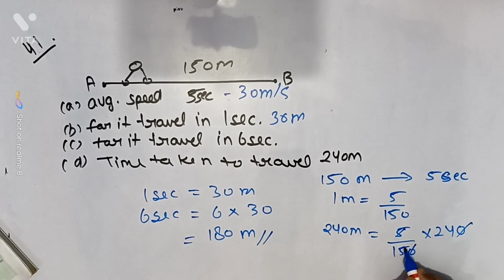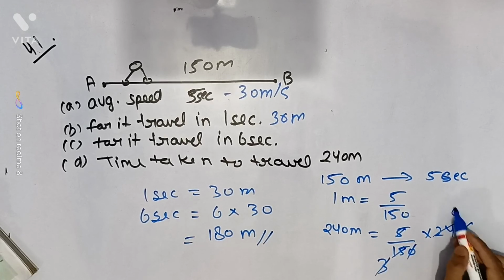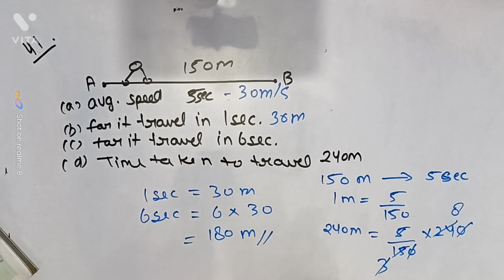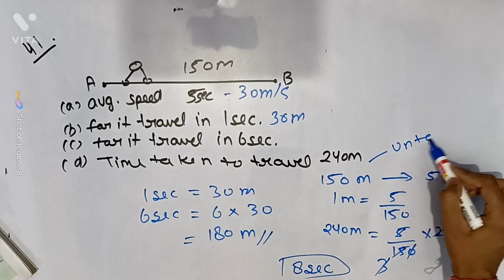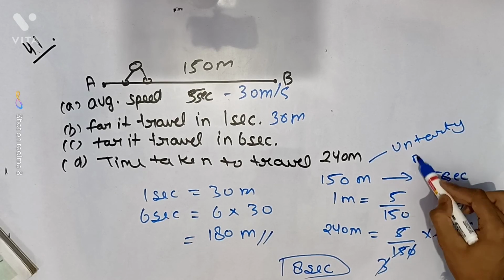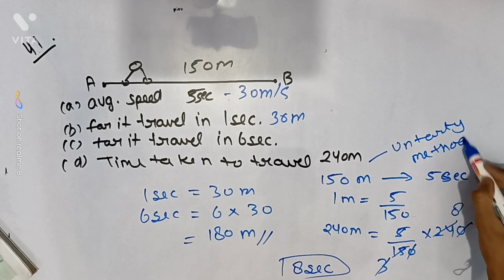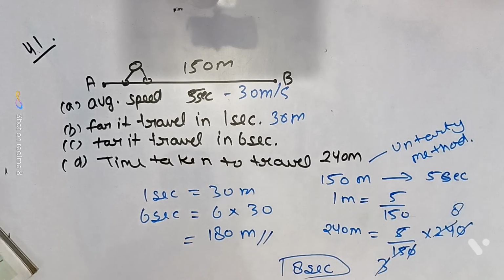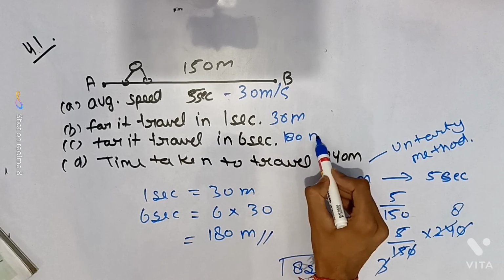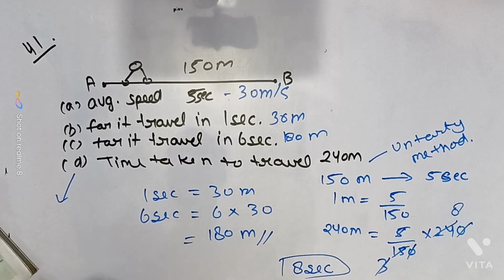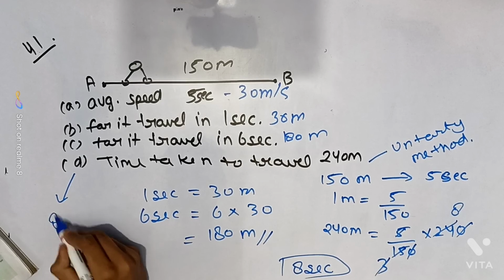Simple. 5 3s are 15, 3 8s are 24. So 240 meter it travels in 8 seconds. Simple. So this question also we have done with the unitary method. Remember the unitary method, I think you have studied this in your mathematics. So the answer of C is 180 meter and the answer of D is 8 seconds.